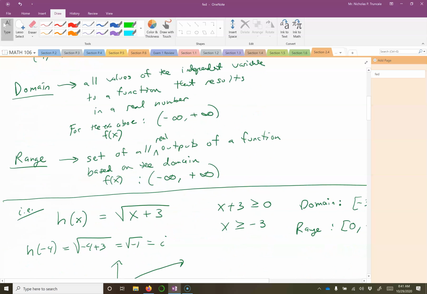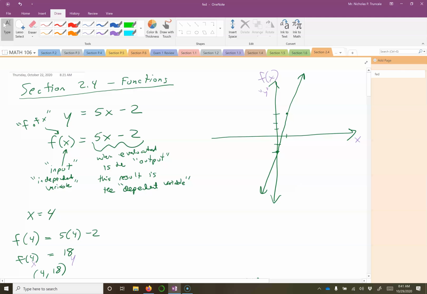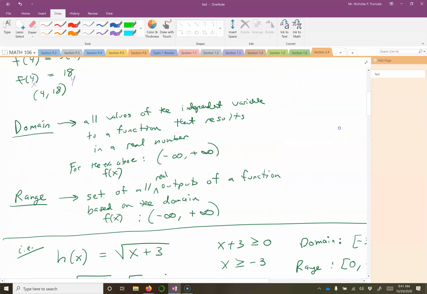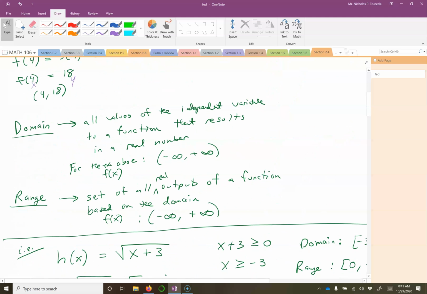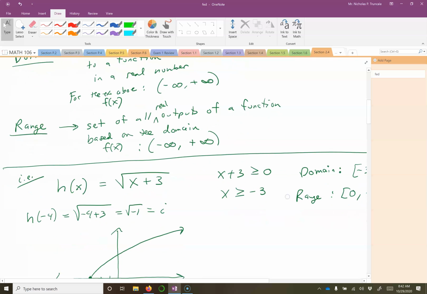For lines, since lines go everywhere in the x and everywhere in the y, their domain and range are the same, negative infinity to positive infinity. Now range is just the set of all the outputs that are real. So I gave you a couple examples.